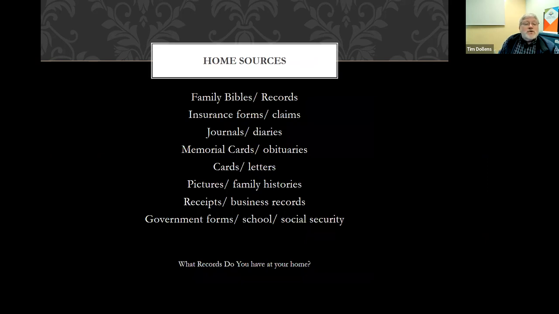So home sources, what do you have at home? Family Bibles, records, insurance forms, claims, journals, diaries, memorial cards, obituaries, birthday cards, thank you cards, letters, pictures, family histories, receipts. You know, did someone buy something that's of value that they kept the receipt of? Whether it's a refrigerator or whether it's the actual house. Business records, what kind of business they have? Government forms they filled out, you know, immunization records, school records, social security, all kinds of records that we fill out that would be in the family home sources. So the question is, what records do you have at your home? And who would have gotten the records from your grandparents if they're deceased?